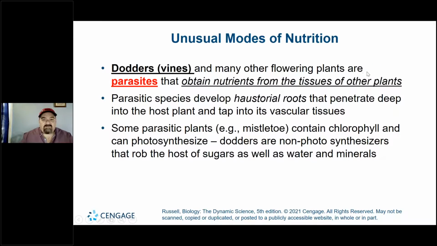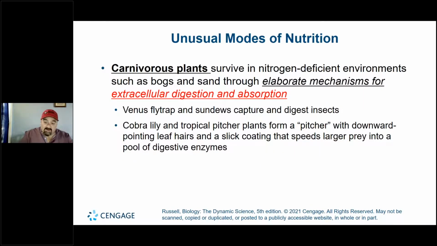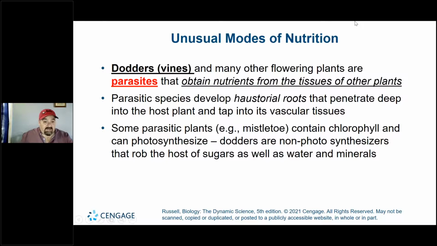So vines and other flowering plants are parasitic. Okay, so we have these carnivorous plants. How about parasitic type plants? They obtain nutrients from the tissues of other plants. There are different plants that have roots that penetrate deep into the host root and tap into its vascular tissues. That's pretty crazy, right? Something like mistletoe contains chlorophyll and can photosynthesize. Dodders are non-photosynthesizers, so they rob the host of sugars as well as water and minerals.